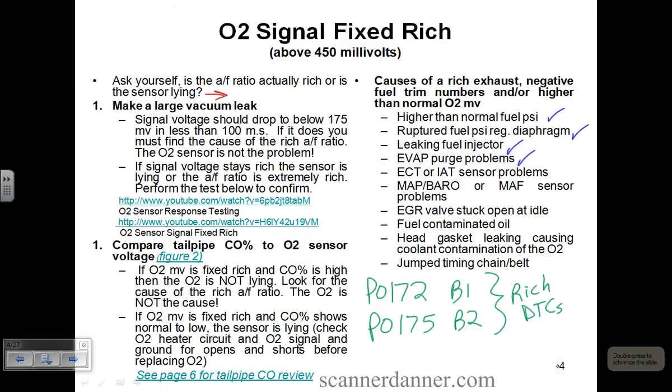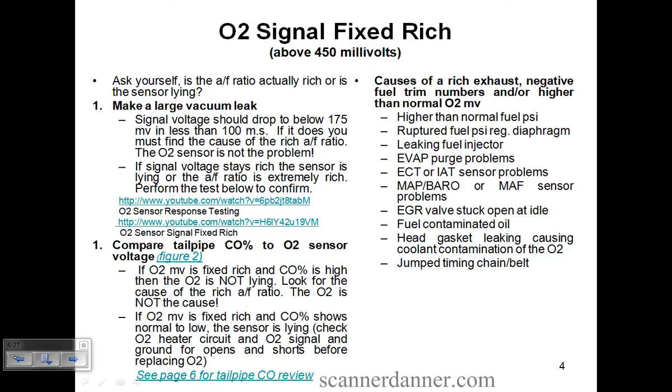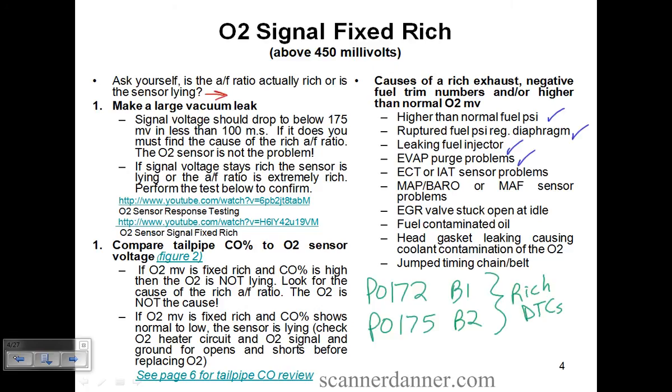Questions on what I'm describing so far? Do we have a rich condition or do we have a dead O2? That's the question. It's the same question on page 5. Do we have a lean condition or a dead O2? And in both cases, we can have that. So I'm giving you tests that you can do. With a rich condition, if we can lean the mixture out and look for a reaction, that would be helpful, right? So what am I telling you to do? Make a vacuum leak. See if the O2 responds.